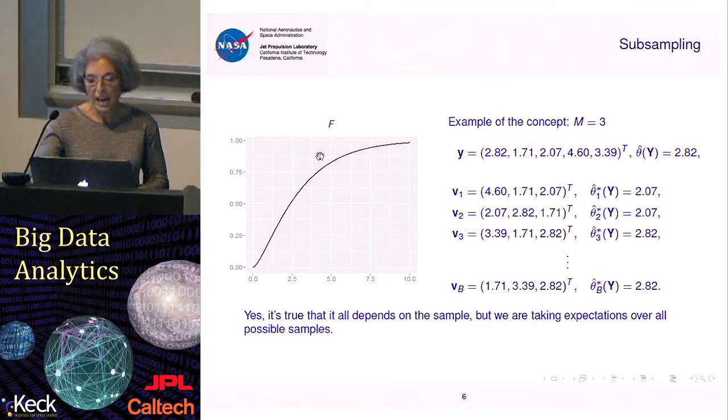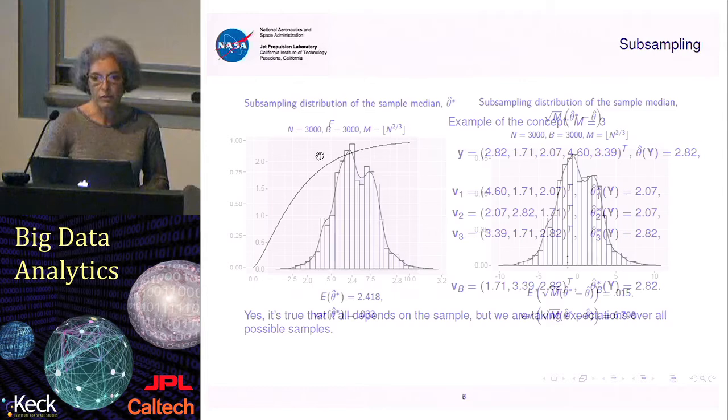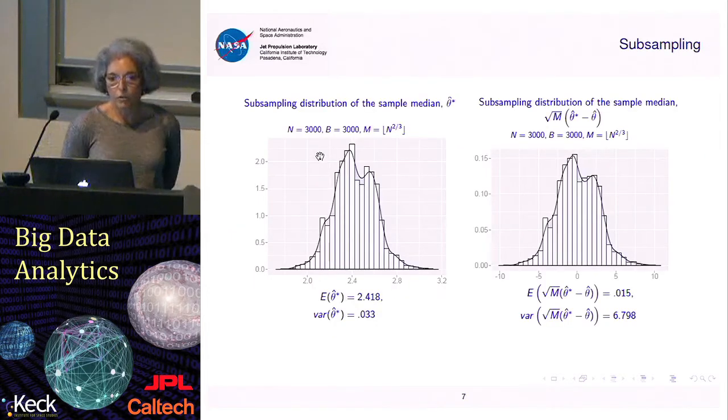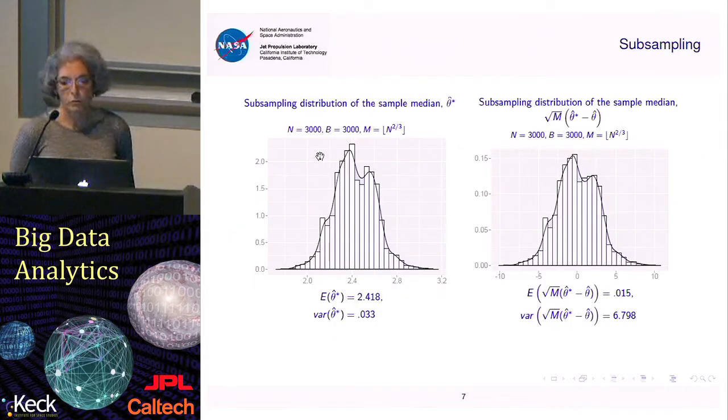Now, you can do something about the uncertainty that you quote with your estimate, and that is in part what these methods are doing. So here are the same kind of results we showed for the bootstrap and the M out of n bootstrap, only for the subsampling version of it.